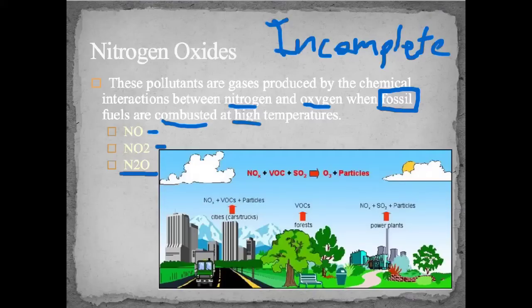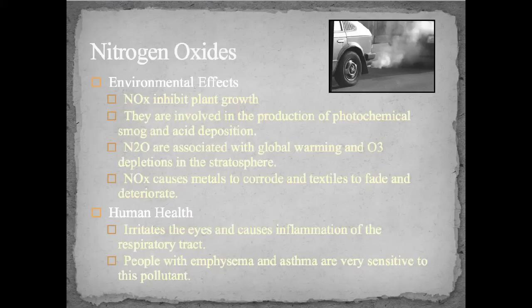And you can see here, with nitrogen oxides interacting with VOCs, what do they produce? Yeah, remember, that's how you produce tropospheric ozone, which is another pollutant we'll talk about. Some environmental effects: they inhibit plant growth. They're involved in the production of photochemical smog and acid rain. Nitrous oxide, or the laughing gas, is a potent greenhouse gas, and if it gets in the upper atmosphere, deteriorates ozone. And nitrogen oxides cause metals to corrode and textiles to fade and deteriorate.